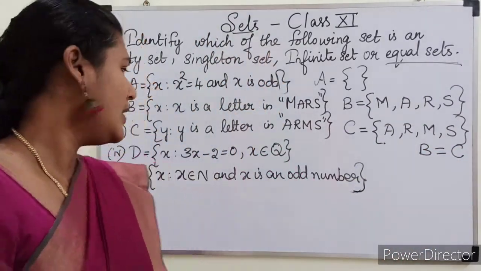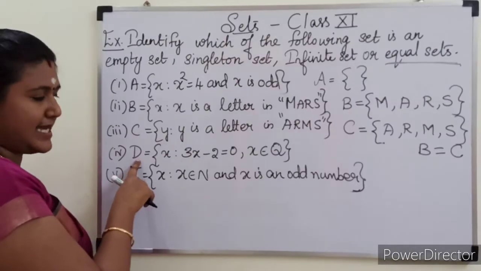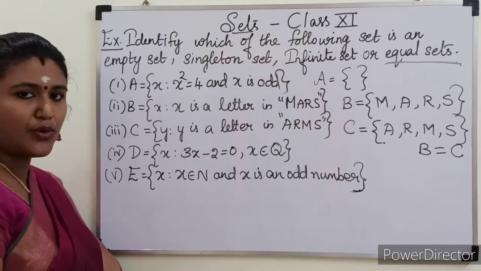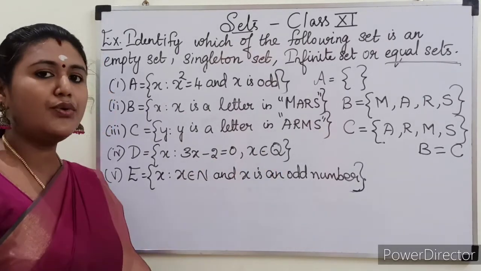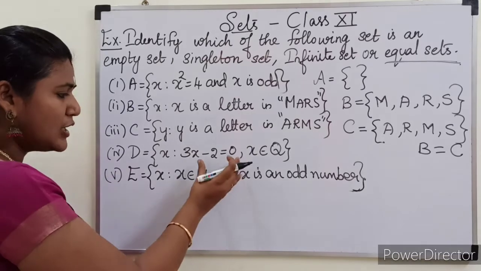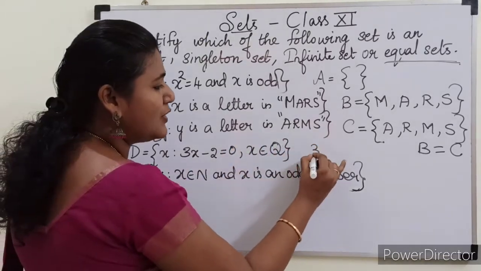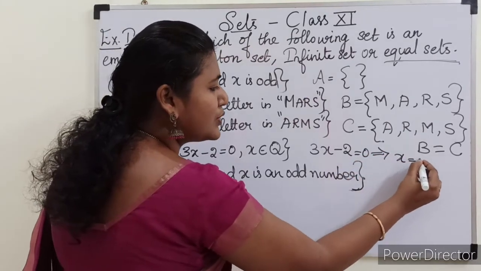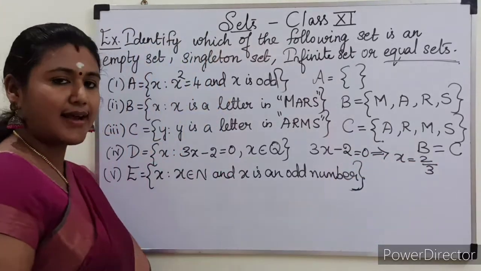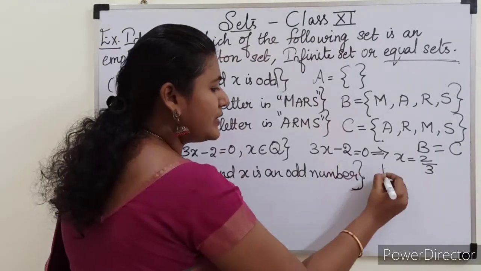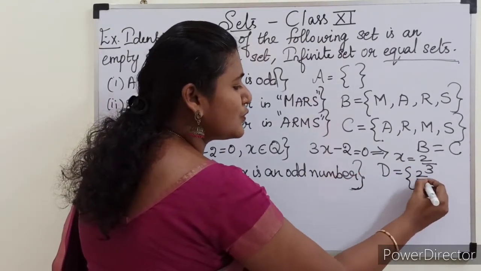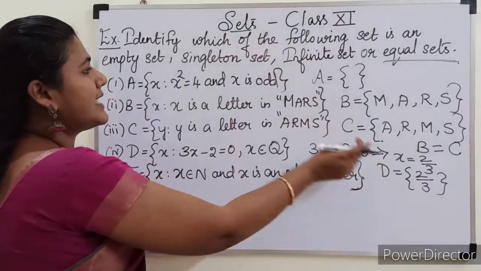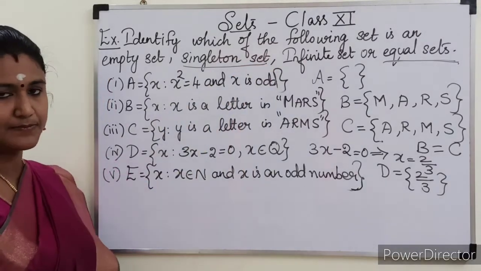Now we will move on to the next set: set of all x such that 3x minus 2 equal to 0 and x belongs to Q, where Q is the set of rational numbers. If you simplify, 3x minus 2 equal to 0 means x is equal to 2/3. 2/3 is a rational number. So D is {2/3} and D has only one element. So D is an example of a singleton set.